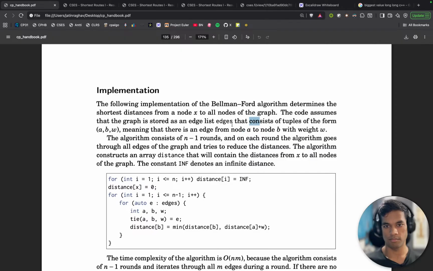Edge list, the standard and the better way to do this. The code assumes that the graph is stored as an edge list, which was the third representation in the CSES book. That consists of tuples of the form A, B, W, meaning there is an edge starting from node A to node B with weight W. Okay, the algorithm consists of n minus 1 rounds. So we will be done by n minus 1 rounds.